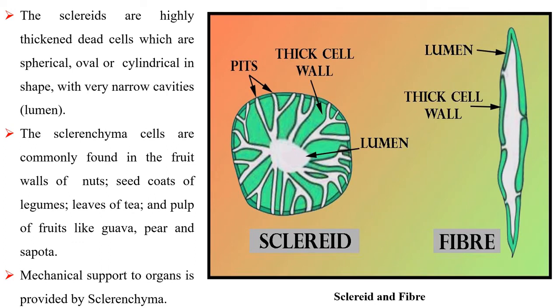The sclerites are highly thickened dead cells which are spherical, oval or cylindrical in shape with very narrow cavities. The sclerenchyma cells are commonly found in the fruit walls of nuts, seed coats of legumes, leaves of tea and pulp of fruits like guava, pear and sapota. Mechanical support to organs is provided by sclerenchyma.